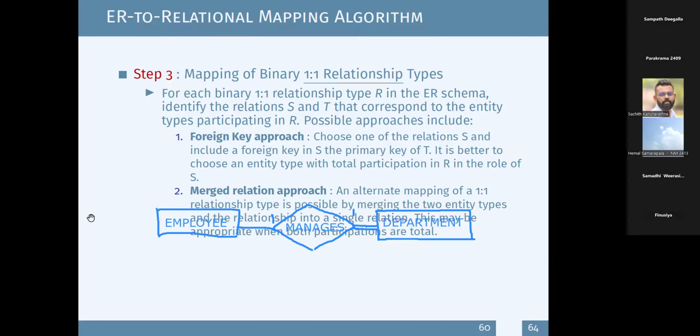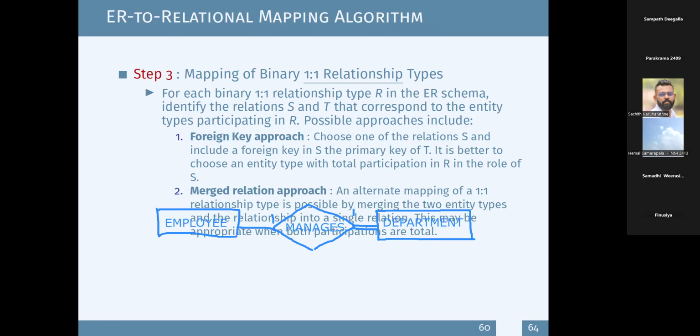Second one is merge relationship. What do you mean by merge here is, if in the two relations you have total participation, when you have both participations total. So in this particular example, actually, only one participation is total. If on both sides you have total participation, actually you can merge the two relations.